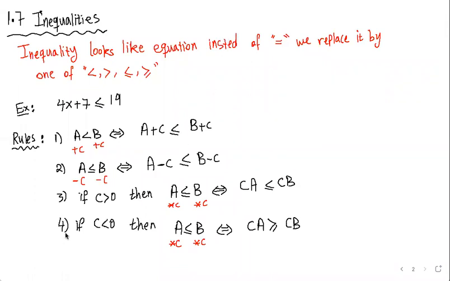Is it clear until row number 4? So we add, subtract, multiply by a positive number, and multiply by a negative number. Does anyone have a question? Okay, number 5. We go to the next slide.